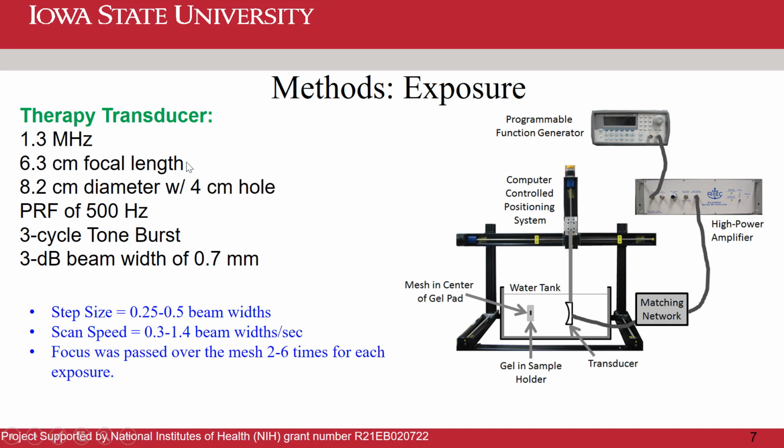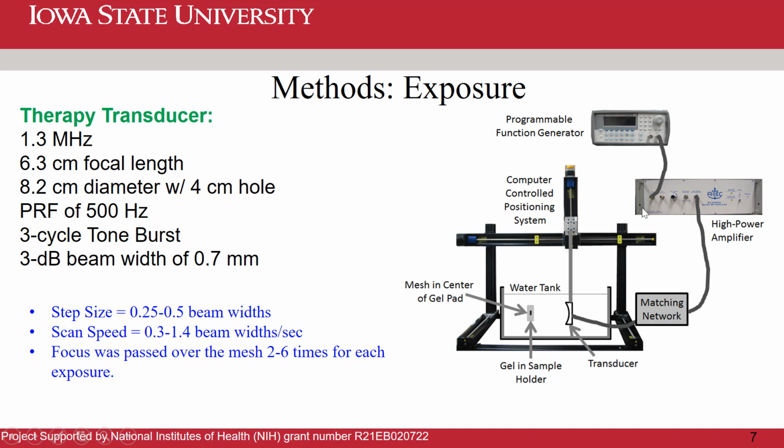Now, the transducer itself was a 1.3 megahertz transducer with a 6.3 centimeter focal length and 8.2 centimeter diameter with a 4 centimeter hole, which we could use to put an imaging transducer in the future. The PRF, or pulse repetition frequency, was 500 hertz, with each pulse consisting of approximately 3 cycle tone bursts, and the 3 dB beam width of our device was about 0.7 millimeters as measured by a wire target.